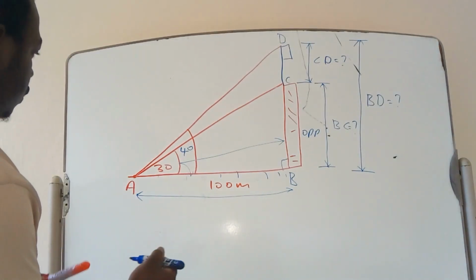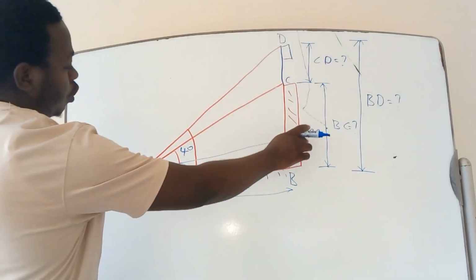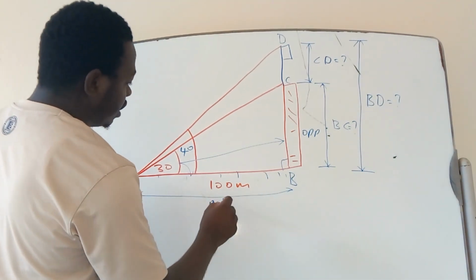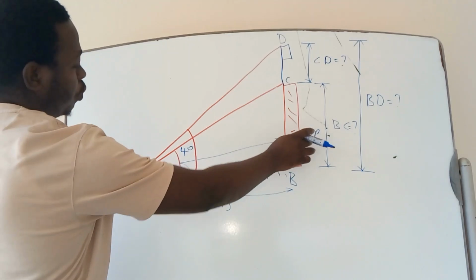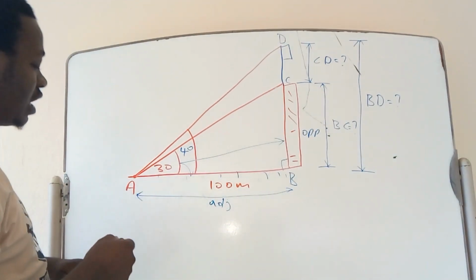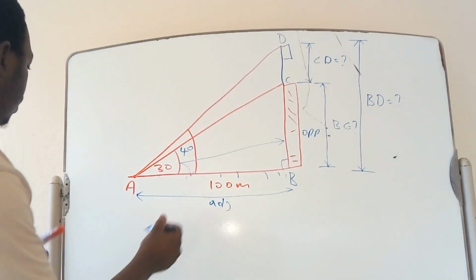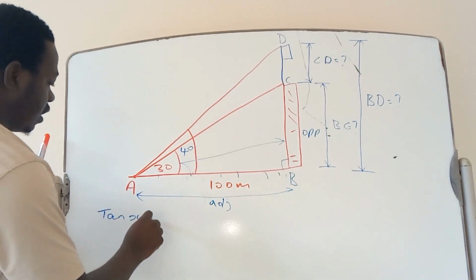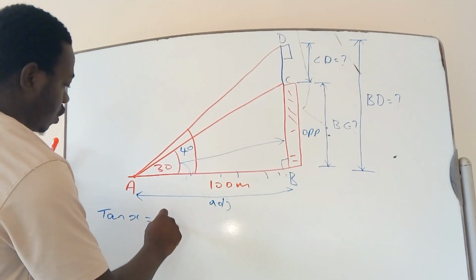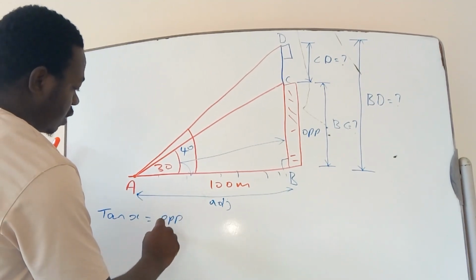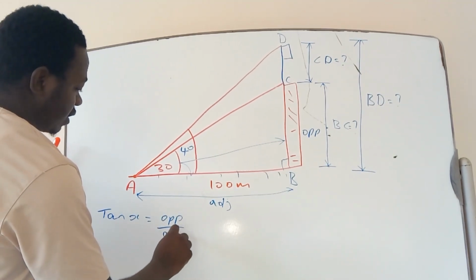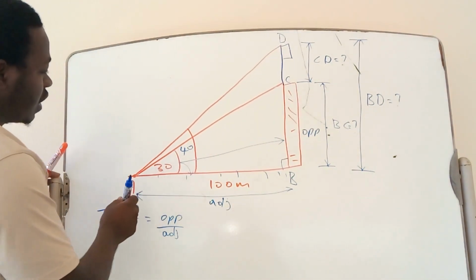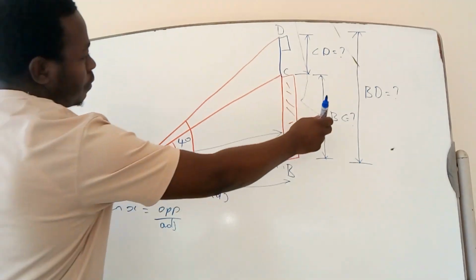Now, we know that opposite over the adjacent, if this would be the adjacent side, according to the angle, the ratio opposite over adjacent is associated with tangent of an angle. So we know that tan x is equal to opposite over the adjacent. What is x in this case? In this case, we are finding BC.